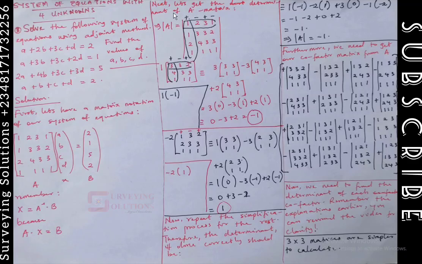Now, the next thing is to get the determinant of our A matrix. Our A matrix is a 4 by 4 matrix, and unlike a 2 by 2 or 3 by 3 matrix, where the determinant is a bit simpler and shorter, the 4 by 4 matrix requires a little bit of patience and technicality.